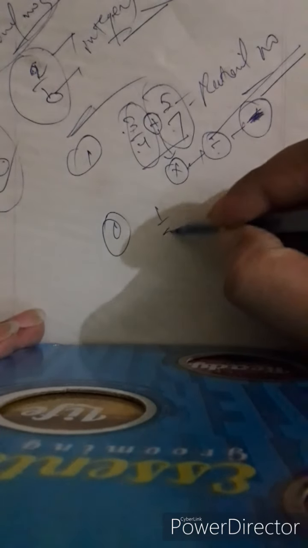Now a set of rational numbers is commutative for the operation of addition and multiplication. So the second property: 1 by 5 plus 3 by 7 is equal to 3 by 7 plus 1 by 5. Both their results are equal, so it is commutative.